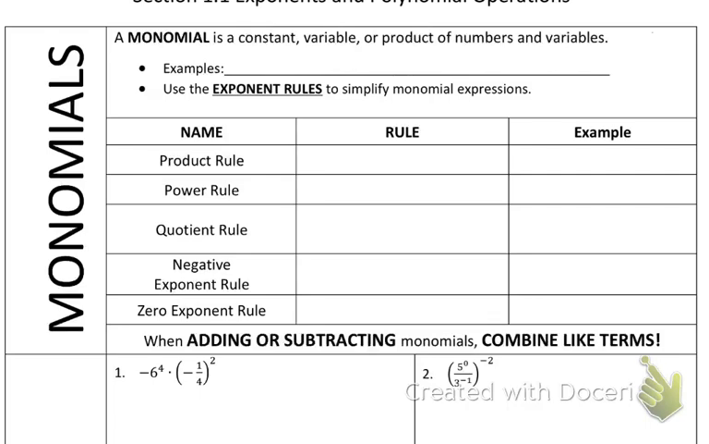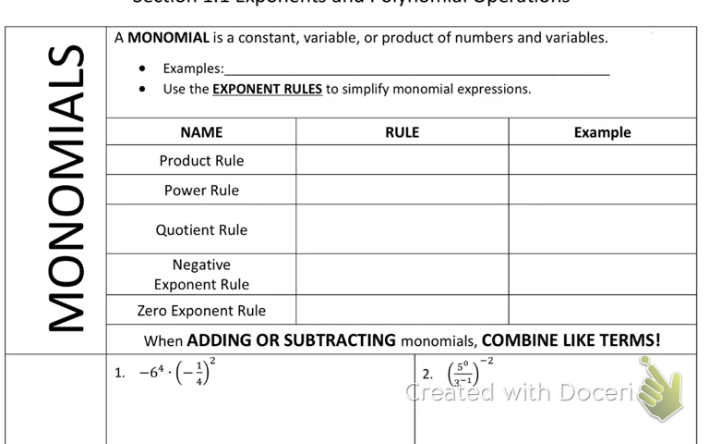So we're going to start out with the basics, and that's monomials. A monomial is a constant, a variable, or a product of numbers. And the way I look at it is it's just one term. There's no pluses or minuses in it.